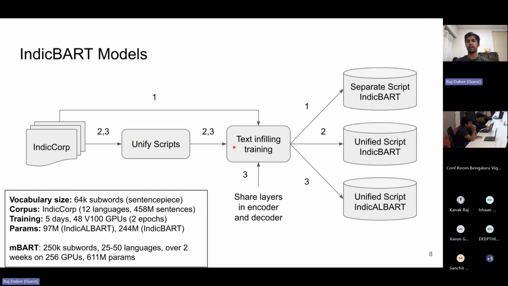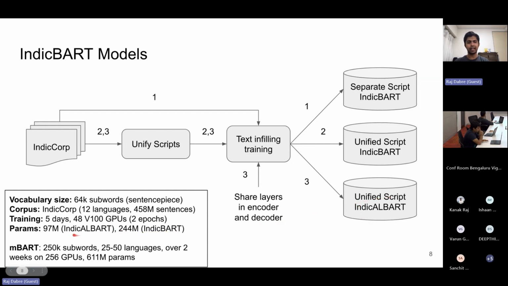The next thing is to train by text infilling based objective, where you also have the option of sharing the layers between encoder and decoder. Why? Because you also want to have efficient models, models that have fewer parameters but have the same performance as larger models. As a result, we have different types of models: unified script IndicBART, separate script IndicBART, and then this model called IndicALBART, which was never really popularized, but it is a very useful model called unified script IndicALBART.